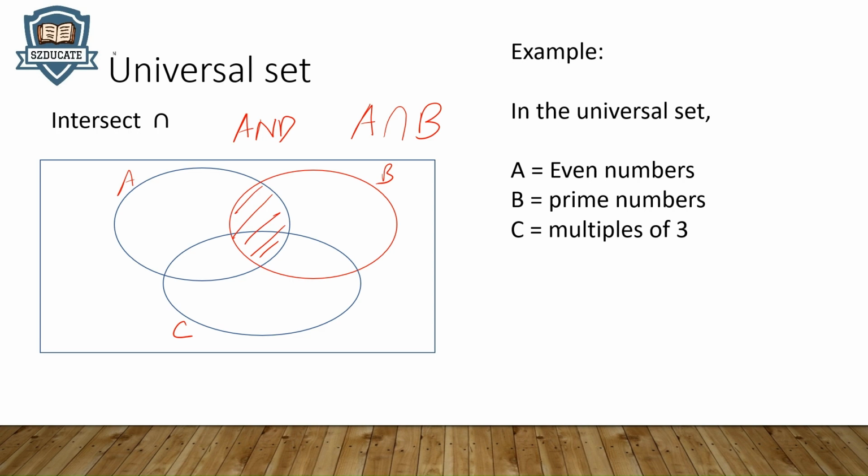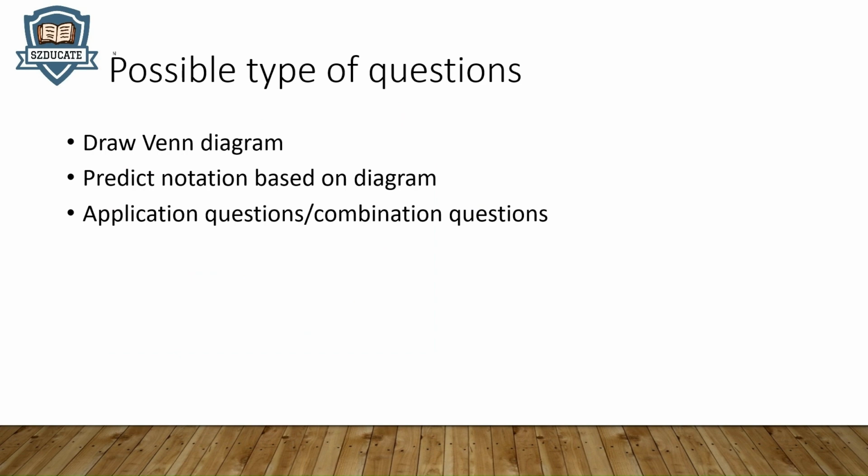Okay, next. What kind of possible questions can come out during your exam? They might ask you to draw the Venn diagram. I might tell you A and B, and then ask you to draw the diagram. Or I can give you the Venn diagram and ask you to predict the notation. Notation can have a lot of possibilities, so as long as it works, it's fine.